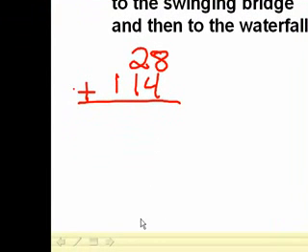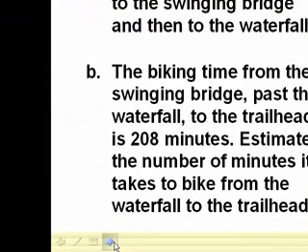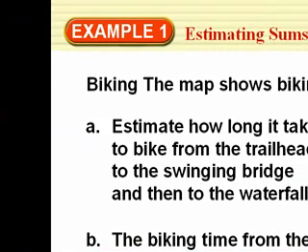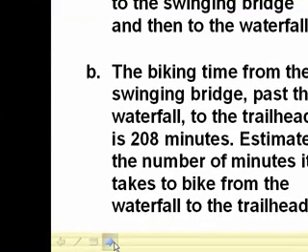So if we look at the next slide, which is not set up yet, hold on. We go to the next slide. Actually, there's the second question. The biking time from the swinging bridge past the waterfall to the trailhead is 208 minutes. Estimate the number of minutes it takes to bike from the waterfall to the trailhead. So we'll come back to that question. Let's go on to question A.